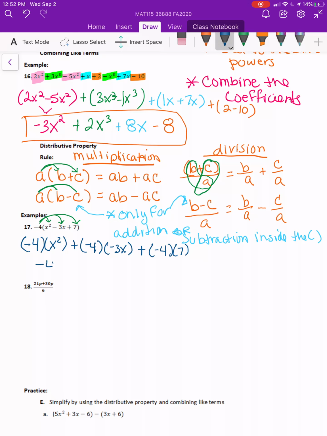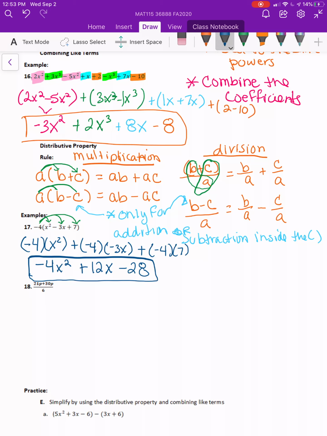So we'll have -4x squared. Plus, now -4 times -3 is going to give me +12, so 12x. And then -4 times 7 is going to give me -28, so I'll have -28. Now notice again, when I multiplied them together, I didn't actually change the x squareds or the x. We just multiply them and keep them the same.